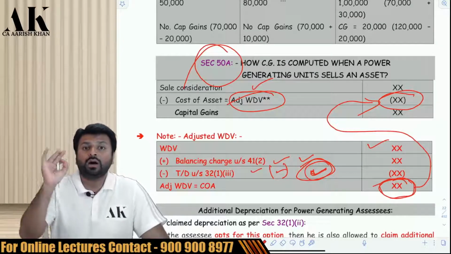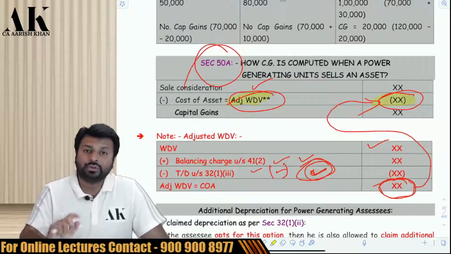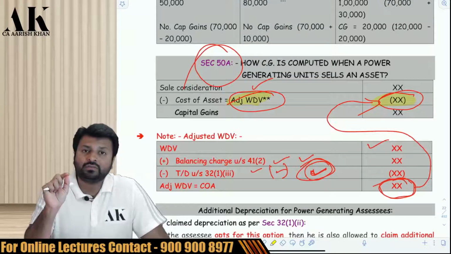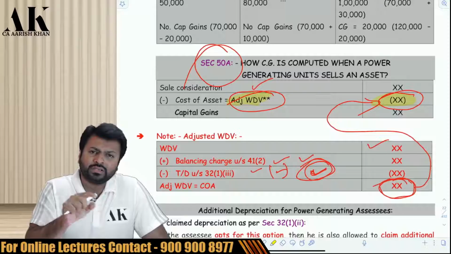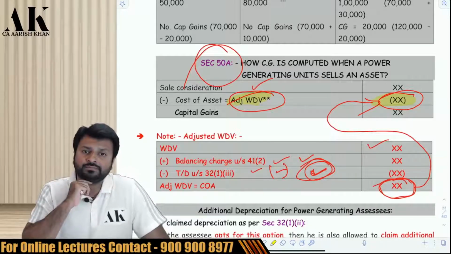So here you have to work a lot. You have to work a lot on what part? On the cost of acquisition part. You have to adjust the WDV with what? With your cost of acquisition. You have to adjust your WDV with what? Balancing charge and terminal depreciation, as the case may be in your question. And then only you can compute.